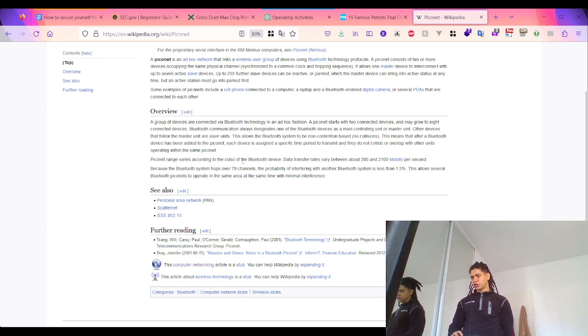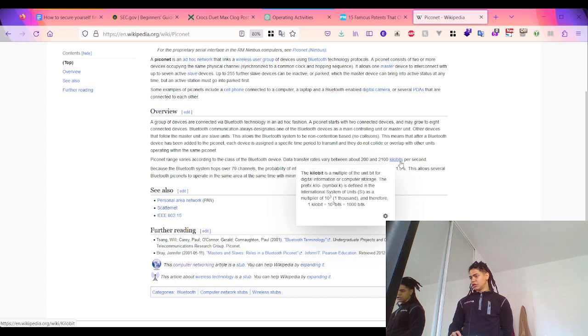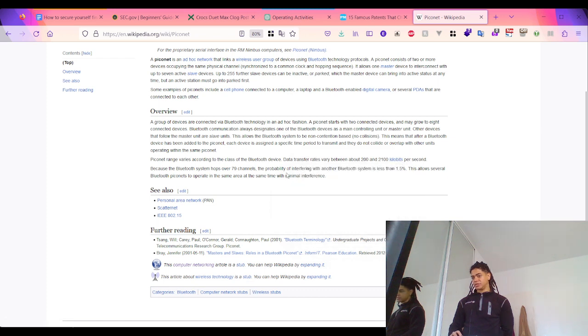Piconet range varies according to the class of Bluetooth device. Data transfer rates vary between 200 and 2100 kilobits per second. Because the Bluetooth system hops over 79 channels, the probability of interfering with another Bluetooth system is less than 1.5%. This allows several Bluetooth Piconets to operate in the same area at the same time with minimal interference. Minimal, but there's still interference.